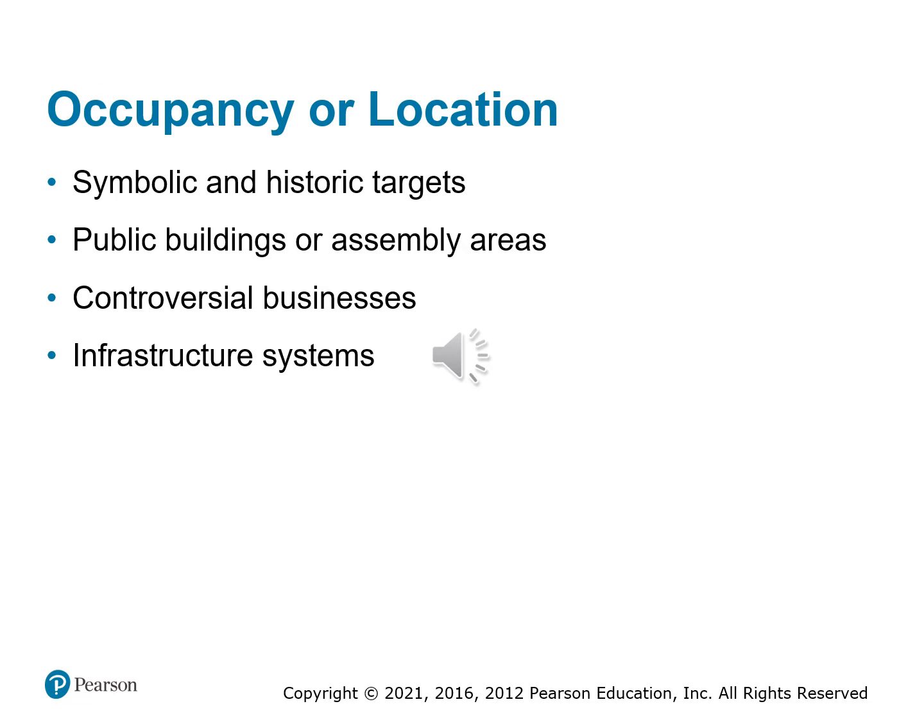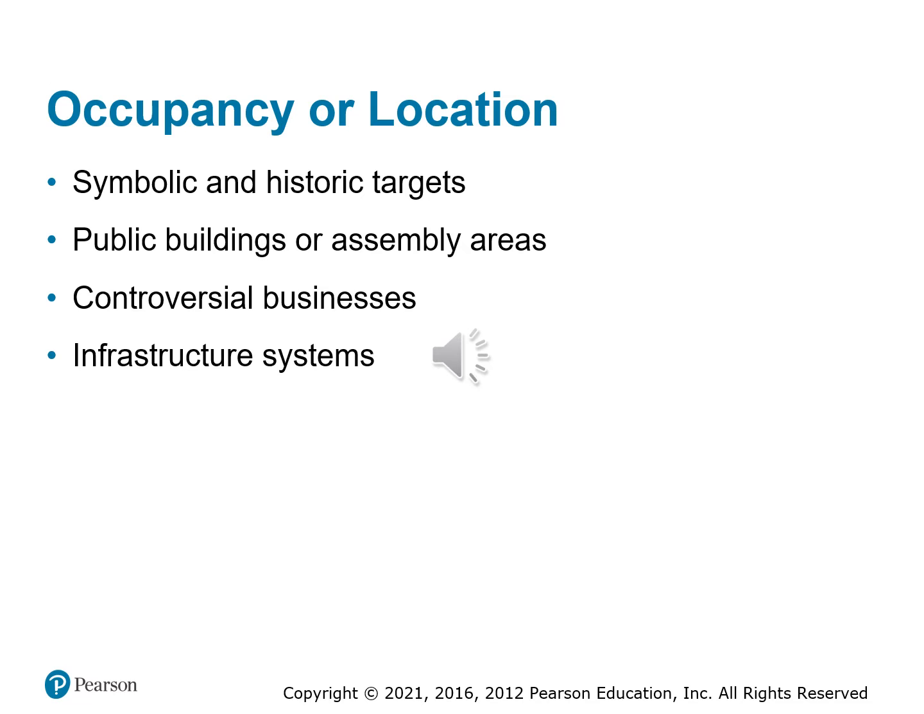So the targets that we're looking at here are symbolic or historical targets, famous places, the Statue of Liberty, Wall Street Financial District's been hit a couple times, places like that. Public buildings or assembly areas. Tell me if these don't sound familiar. We've had a rash of shopping mall incidents here in the recent history. Entertainment venues, movie theaters, we've had happen previously, sporting arenas. Then you have controversial businesses.